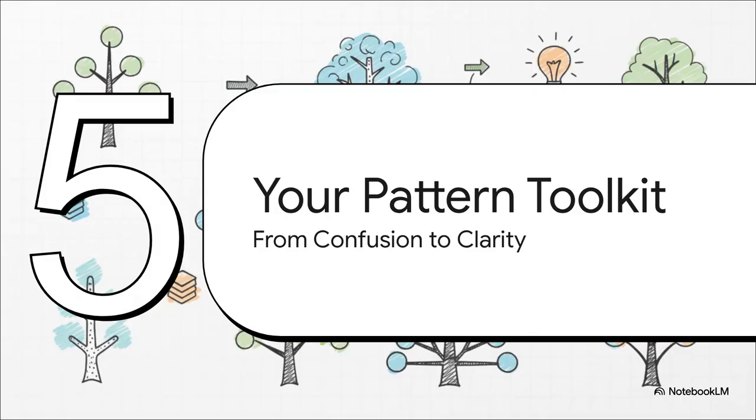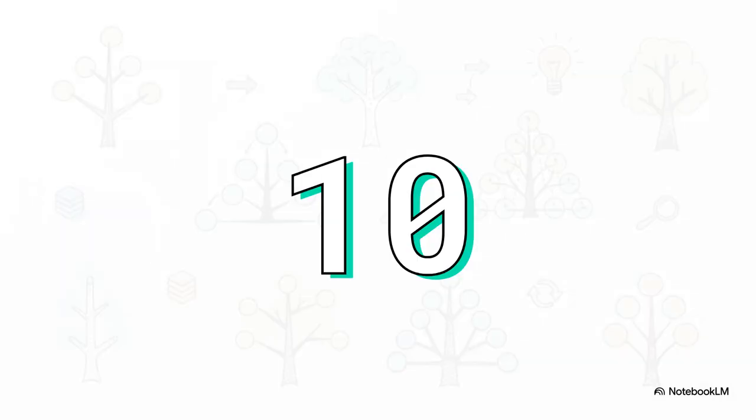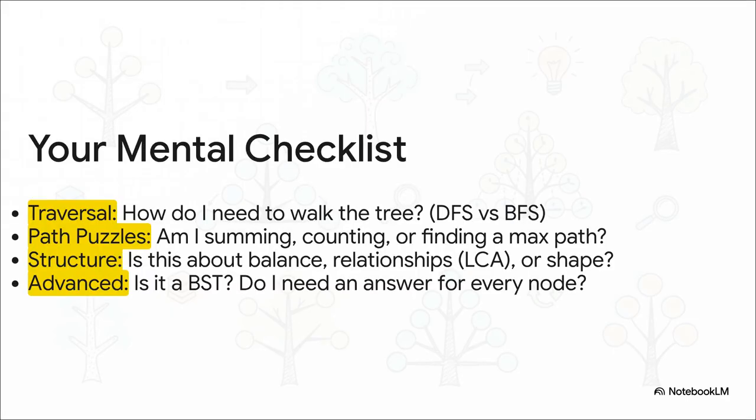So we have covered a ton of ground here, but the whole point is to shift your mindset. Stop thinking about tackling individual, isolated problems. Start thinking about building a mental toolkit of these powerful, repeatable patterns. And you want to know the best part? It is not an infinite list of things you have to memorize. It really all boils down to about 10. Yeah, that's it. Just 10 core patterns. You master these, and you really do have the keys to unlock the vast majority of tree problems you are ever going to see.